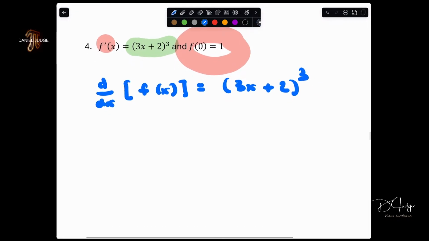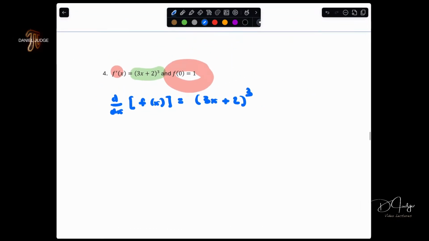Now, again, what this means for us, this is the definition really of an antiderivative, but it's hidden as a differential equation or described also as a differential equation.